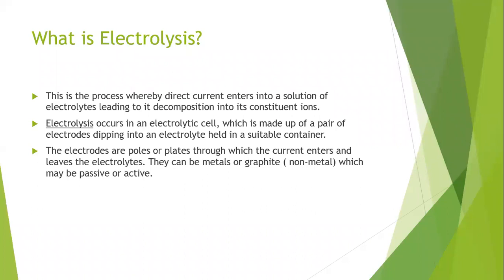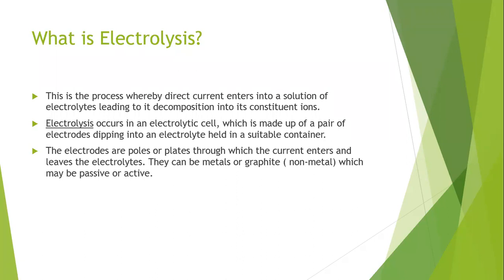Now, the electrodes are poles or plates through which the current enters and leaves the electrolyte. Those are the electrodes. Majorly, electrodes are always in solid form. As you can see, they are poles or plates. They serve as conductors that help in transmitting electric charges or currents from the source of the battery into the electrolyte. You're going to see a setup of that nature.